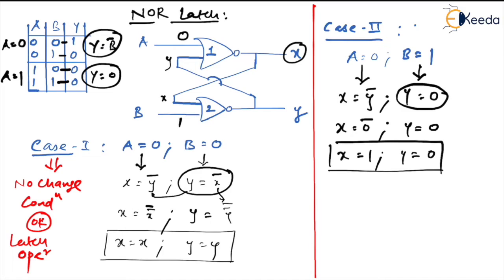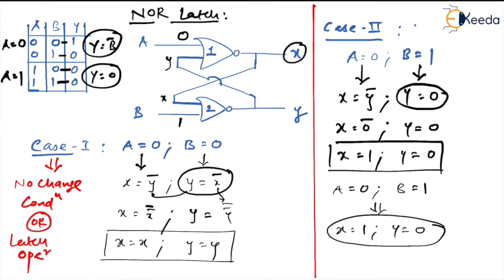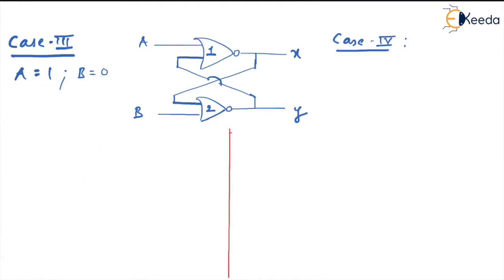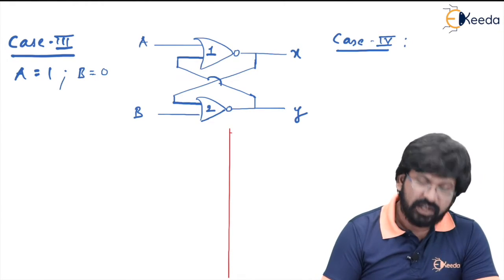So in conclusion I can write: when A equal to 0 and B equal to 1 causes X to become 1 and Y to become 0. Accordingly, this situation is also called something, but that I am going to explain at the end of case number 4 only. So I am sure you must have understood case number 2. Let's move to case 3 and case 4. So case 3 is the 1-0 combination and case 4 will be the 1-1 combination for the same sort of circuit. So let's start case number 3 where A equal to 1 and B equal to 0.